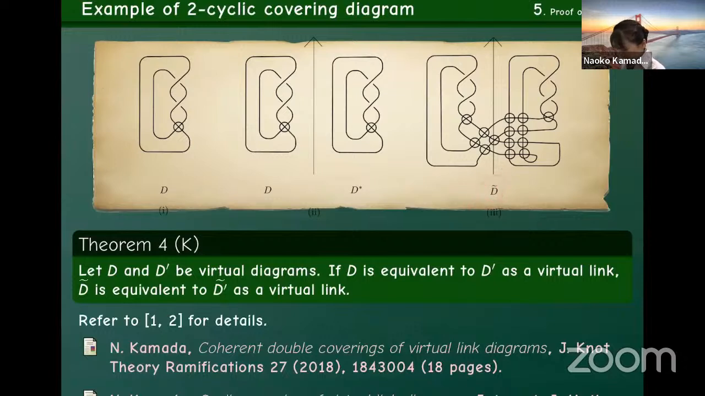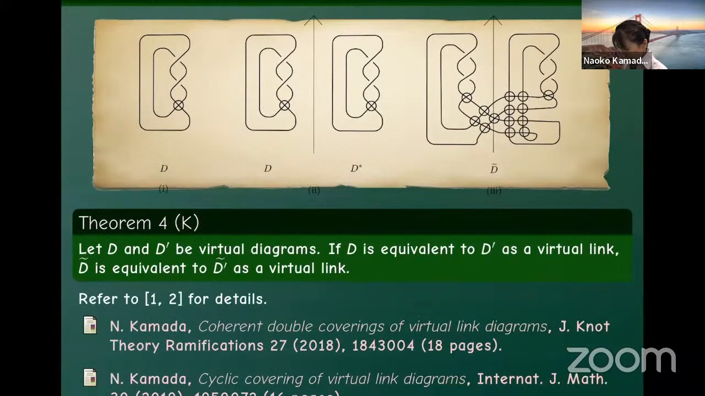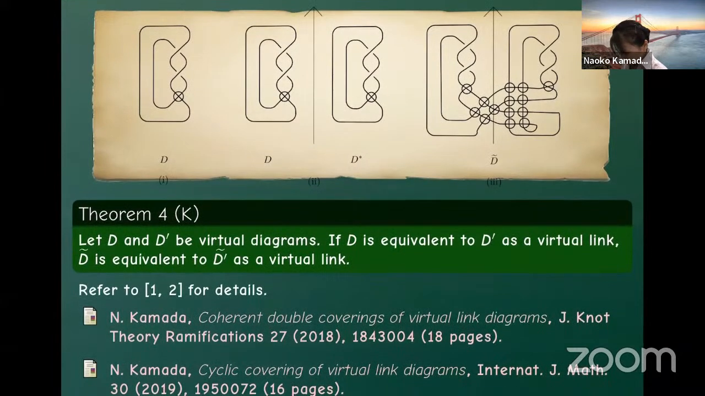Then we have the following theorem. Let D and D prime be virtual link diagrams. If D is equivalent to D prime as a virtual link, then D tilde is equivalent to D prime tilde as a virtual link. For details, please refer to those two papers.